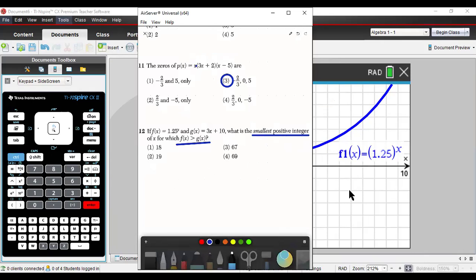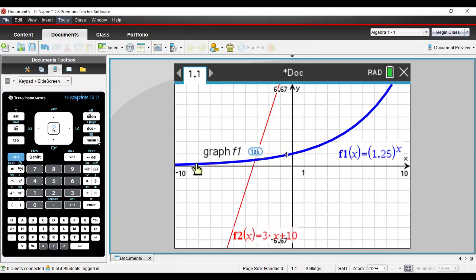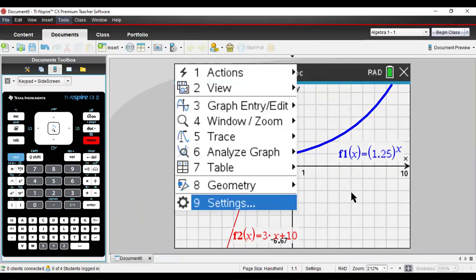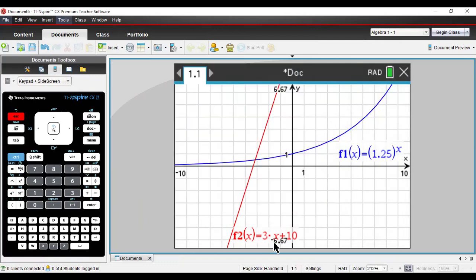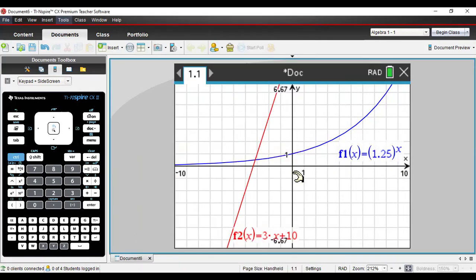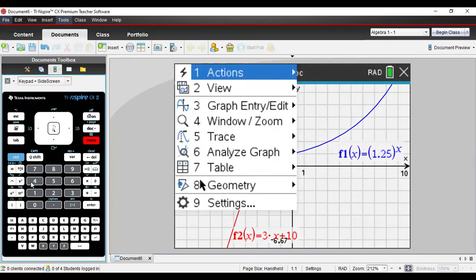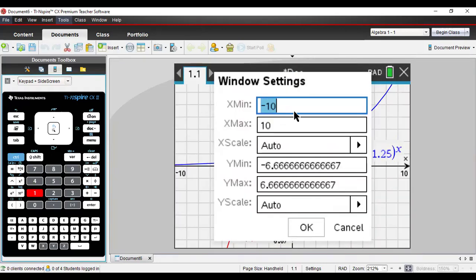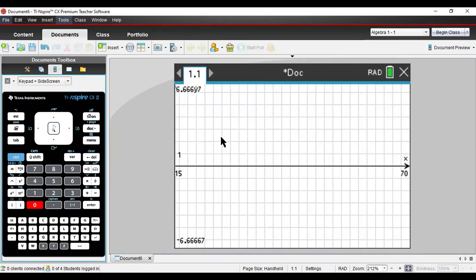So I'm going to go over here, and then I'm just going to do menu. Actually, here's what I'm going to do real quick. If you look at the answer choices, they start from 18 and they go to 69. So that means my window needs to be a little larger. Otherwise, I'm not going to see anything. So I'm going to go menu 41. I know that my minimum is going to be 18, but I'm going to put 15 here, and then I'm going to put 70 here. What I'm doing is ensuring that the intersection is going to be there.